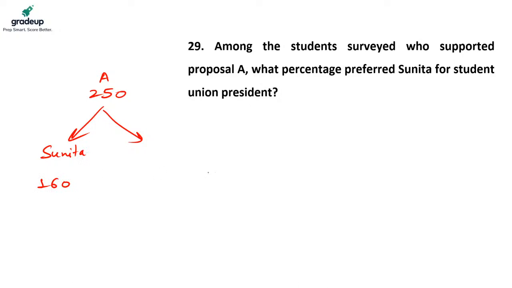So in a sense, we just need to calculate this. 160 is what percentage of 250, isn't it? So our answer here is 64%. Done. Out of those who supported A, we know 250 supported A.